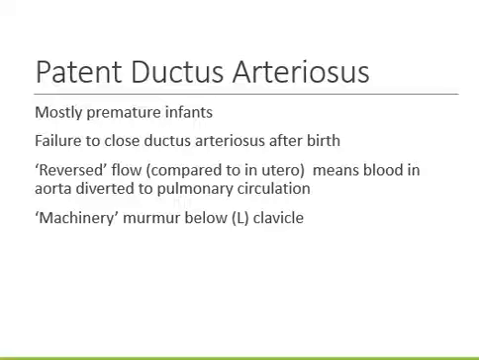Now let's go into patent ductus arteriosus, which mostly happens in premature infants because their lungs are not really developed. And as I already explained, a patent ductus arteriosus is when that connection between the right ventricle and the aorta, which bypasses the lungs, persists. So meaning there will be a mixture of blood. So reversed flow compared to in utero means blood in the aorta diverted to the pulmonary circulation.